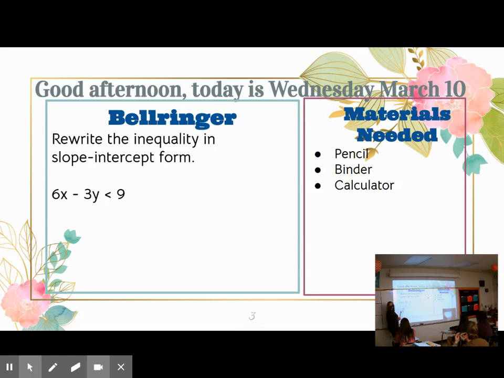Awesome. Cody, tell us, do you agree or disagree? I disagree because I can make the 6 a negative. Ooh, so you've got negative 2x minus 3.